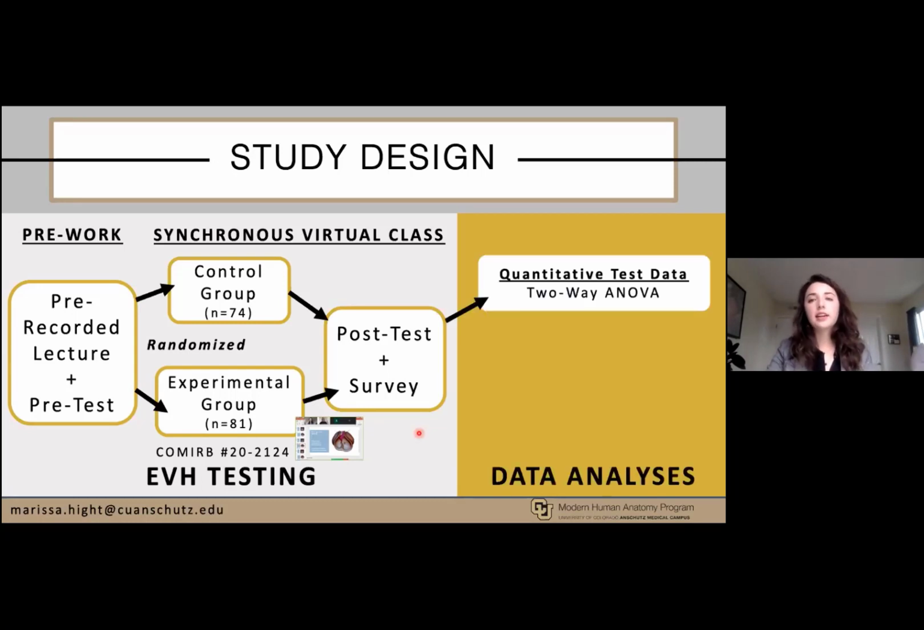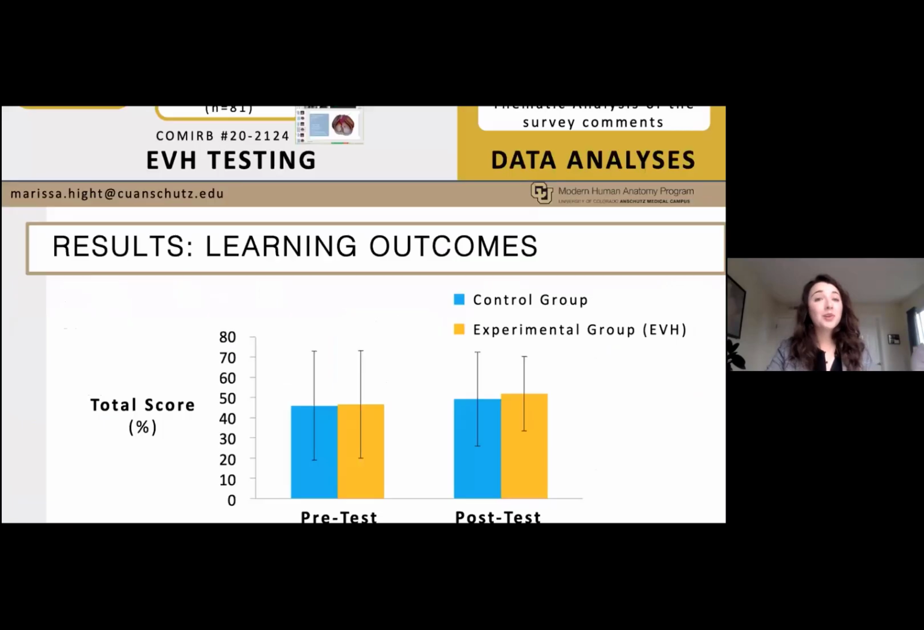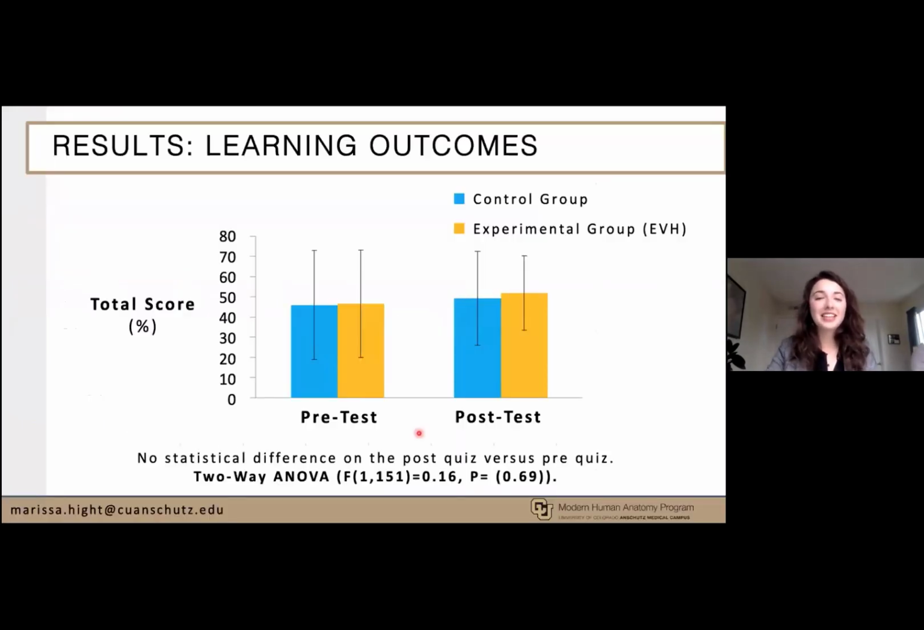We were able to get a couple of different types of analysis, such as a two-way ANOVA, survey analytics, as well as thematic analysis from the open-ended questions. What we found was that, unfortunately, there was no statistical difference between experimental and control group on specifically those EVH questions. There was a slight increase from pre-quiz to post-quiz, but not enough to show any significance.